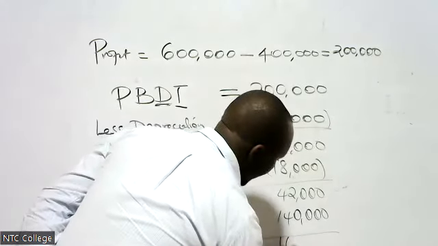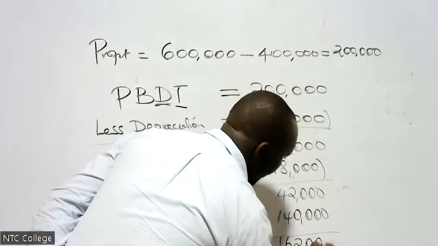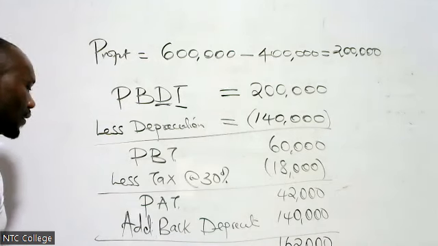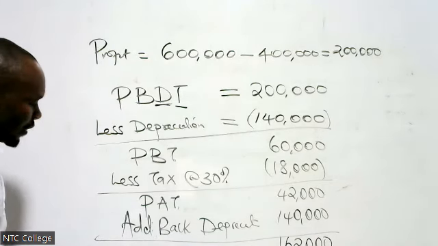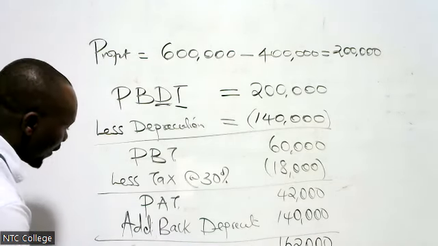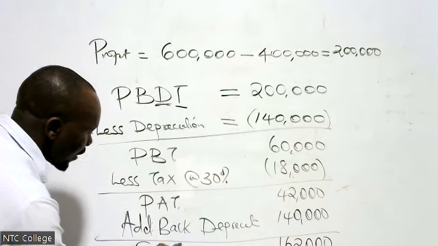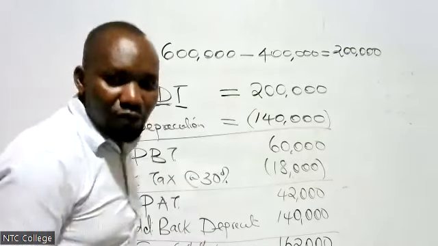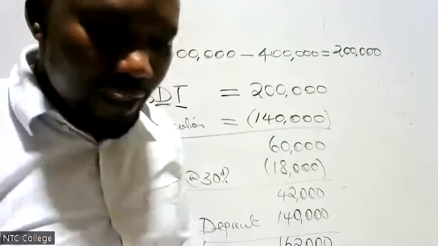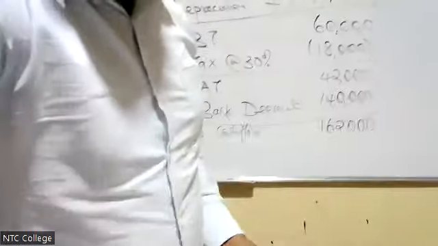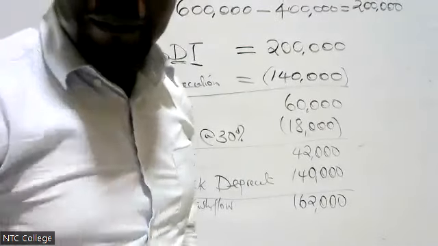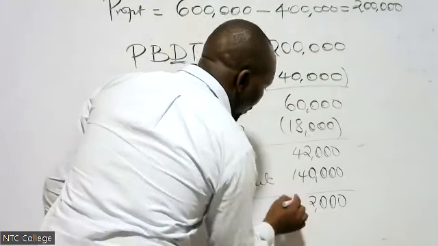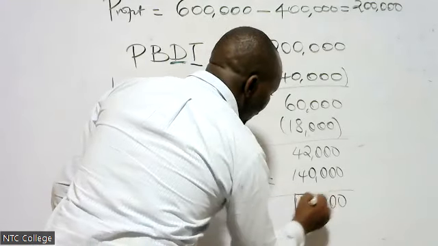So we are having 162,000. 162,000 is now our free cash flow. That is money that you can go to the bank today and just remove it and do your business. There is no problem, it is there waiting for you. 182, thank you. So we have 182,000.